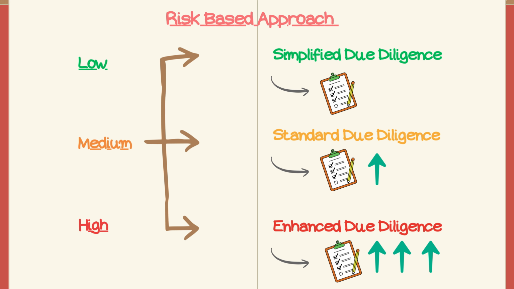Why do regulators require a risk-based approach? The key reason is to focus more effort and time for cases posing higher money laundering and terrorism financing risks, while spending less time and light measures on lower-risk cases.